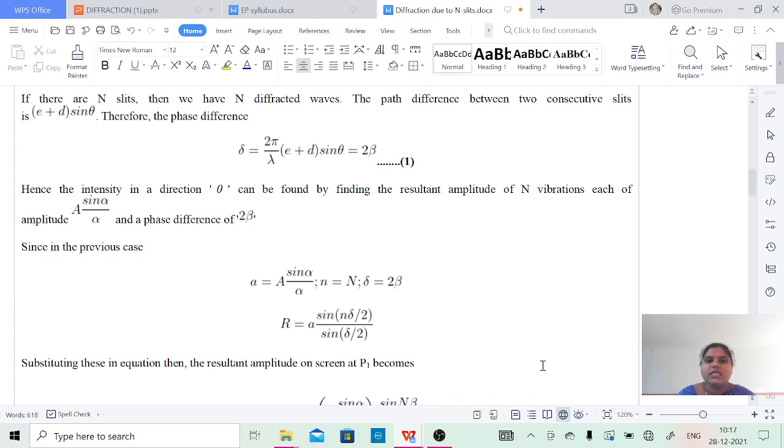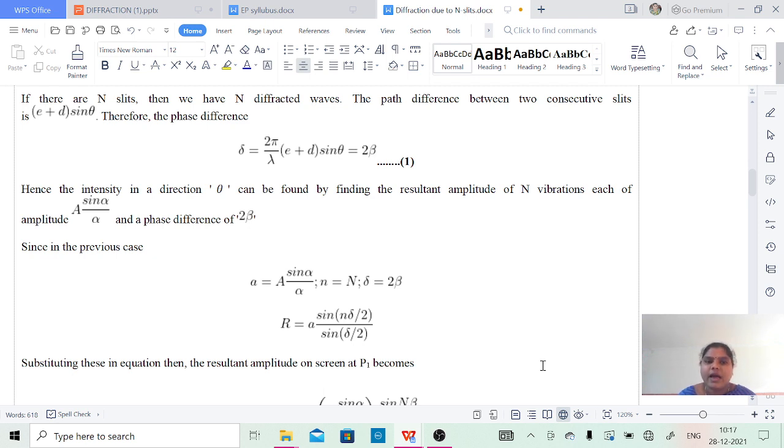If there are N slits, then we have N diffracted waves. The path difference between two consecutive slits is (e plus d) sin theta. From here we take the phase difference also. The phase difference delta equals 2 pi by lambda into (e plus d) sin theta.